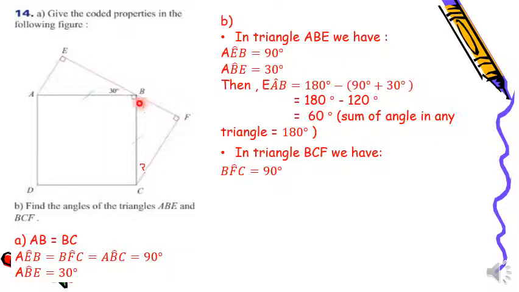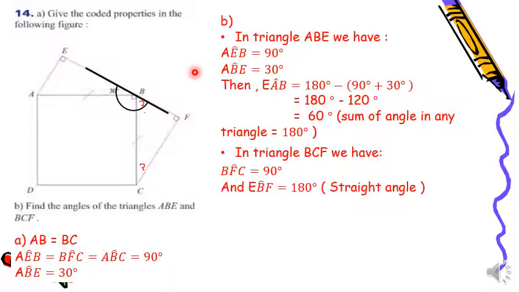But look at angle EBF. What can you say about the angle EBF? EBF is a straight angle, so its measure is 180 degrees. This one is 30. This one is 90. What is the measure of this angle?